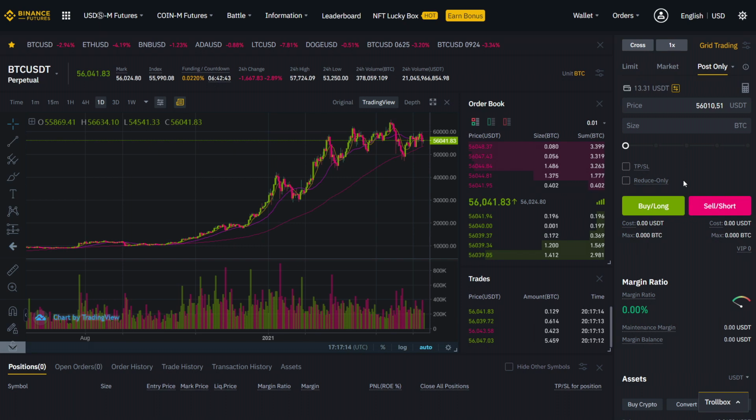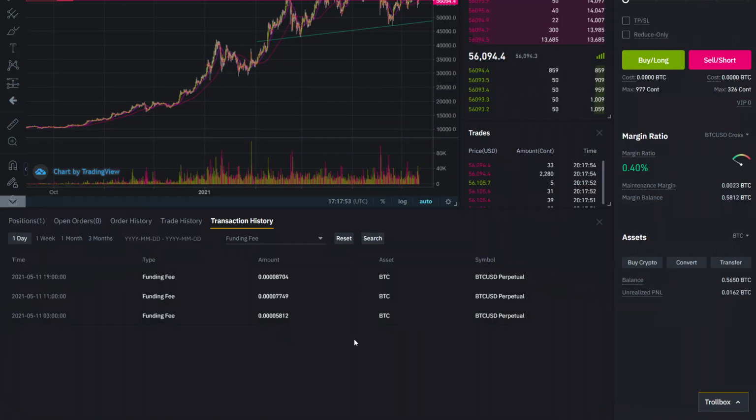Essentially, the funding is designed to encourage traders to take positions that keep perpetual prices in line with spot markets. Funding rates are paid peer-to-peer. Binance takes no fees from funding as they happen directly between users.